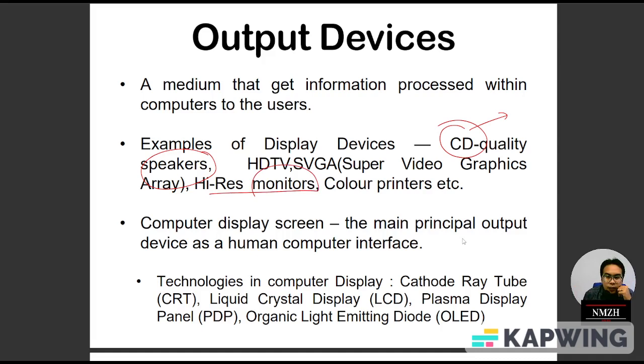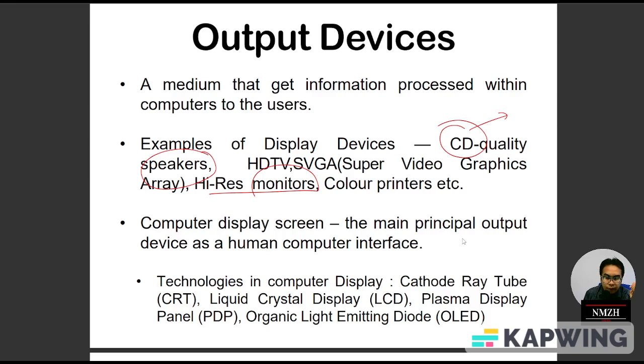Okay, color printers, obviously we can print out. For example, this is the timetable, so I can print anything as the output on a piece of paper. Computer display screen is the main principal output device as a human interface. So that would be other technologies in computer display.